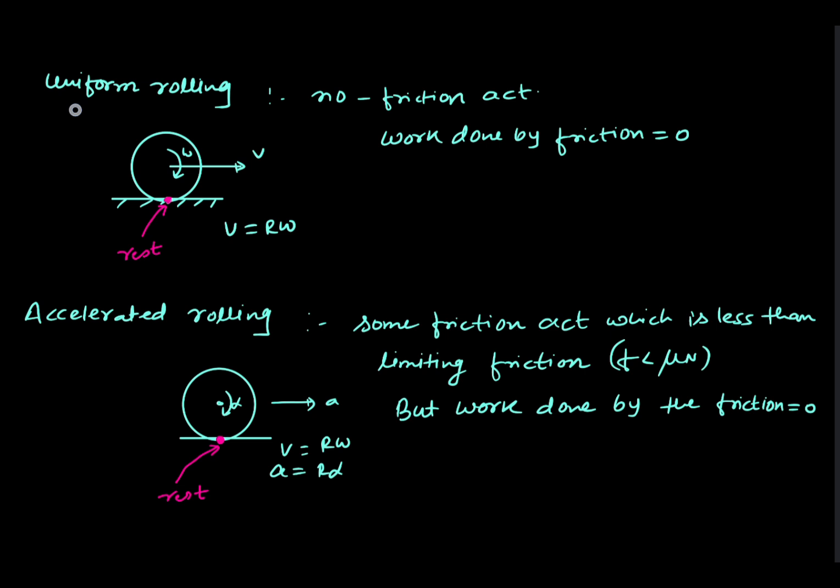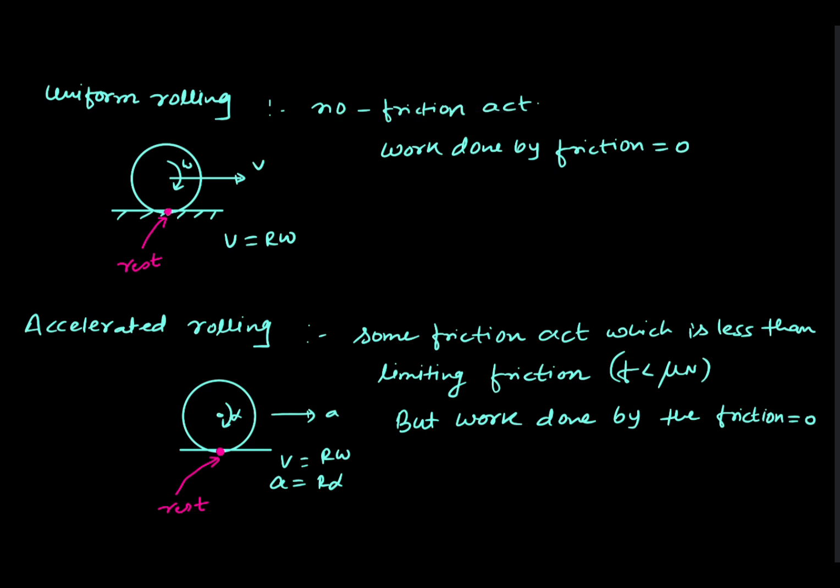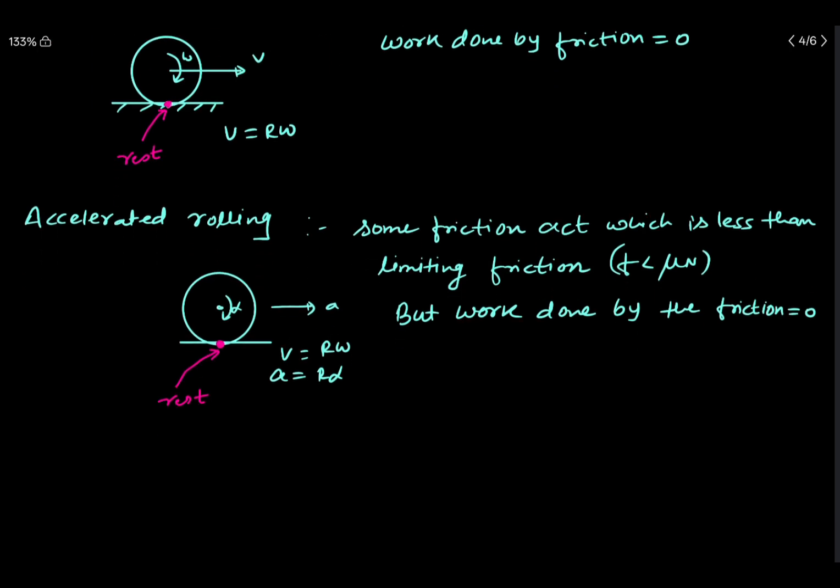So there are two types of rolling, like uniform rolling in which there is no acceleration. So this point will have no tendency to slide in forward direction or backward direction because it is at rest, right? This is v and this is r omega, and v equal to r omega. This is the condition of rolling, right? So there is no friction acting on that point from the ground, so work done by the friction is anyway zero. In accelerated rolling, some friction can act, but which is less than the limiting friction.